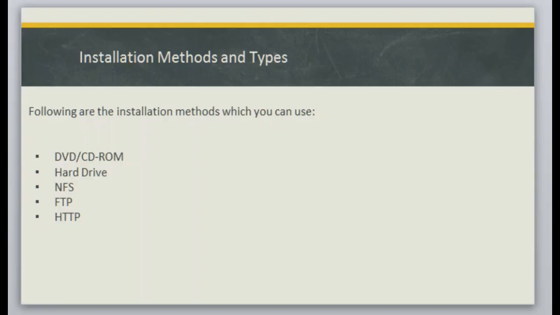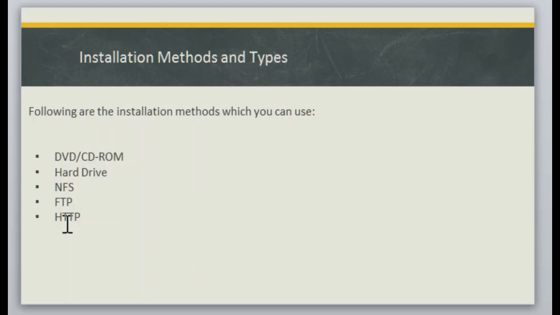All right, let's go ahead and talk about installation methods and types. Below you're going to see various methods to use when installing the Linux machine. The first one we have is DVD and CD-ROM. Typically this isn't going to be used anymore. Instead we're going to use the following four more frequently. We have hard drive, NFS, which is network file system, then FTP, which is file transfer protocol, and then HTTP, which is hypertext transfer protocol, which is going to be internet. And that's basically how we're going to install our image.